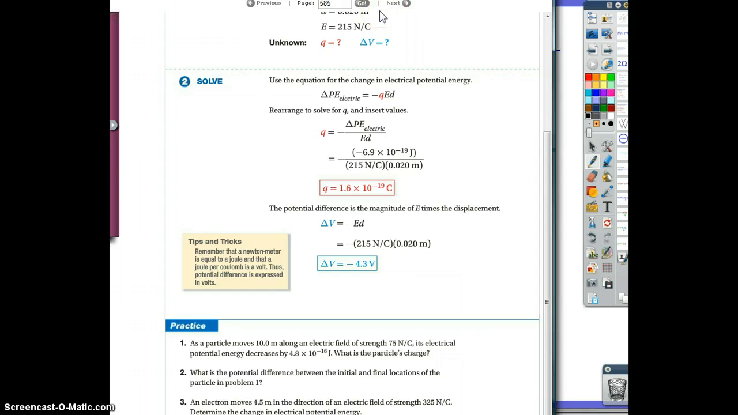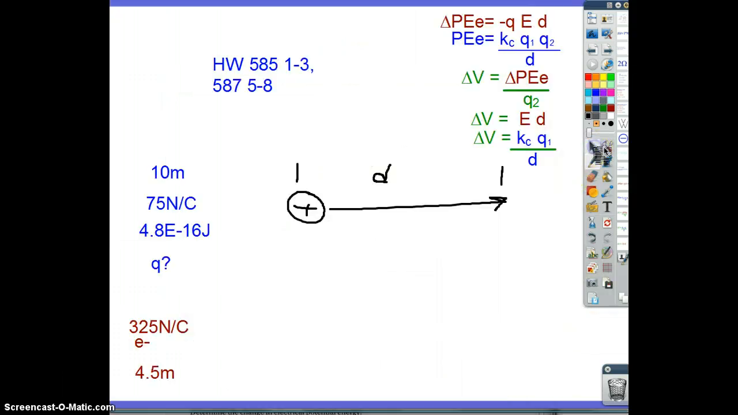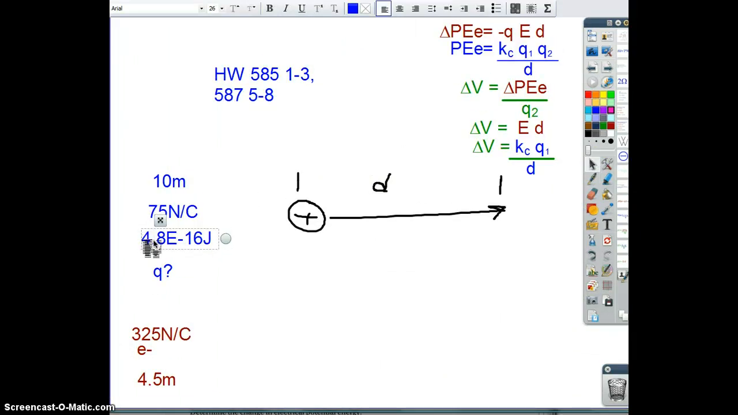Alright. So number 1, as a particle moves 10 meters along an electrical field with this strength, 75 newtons per coulomb, its electrical potential energy is decreased by 4.8 times 10 to the negative 16th. What is the particle's charge? So it's decreased by that amount, so we're probably going to put in a negative with that. And I did not include a negative in my little thing I gave here. Let me check it in there. Negative.